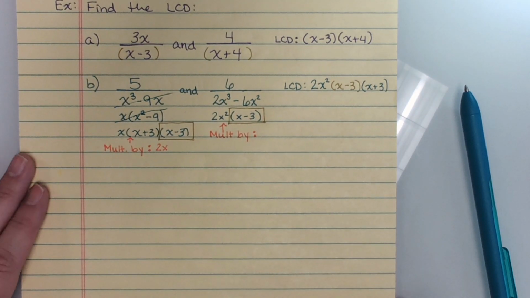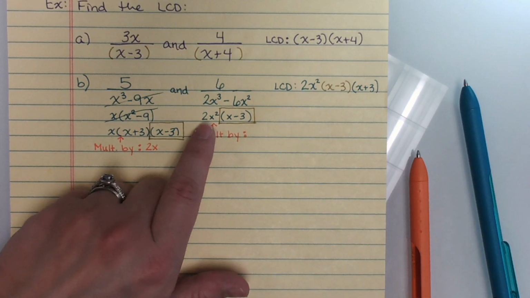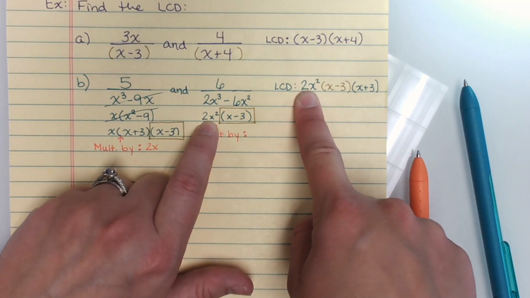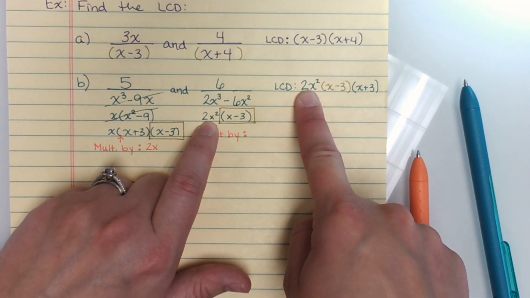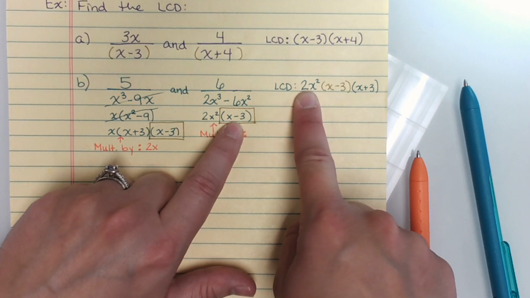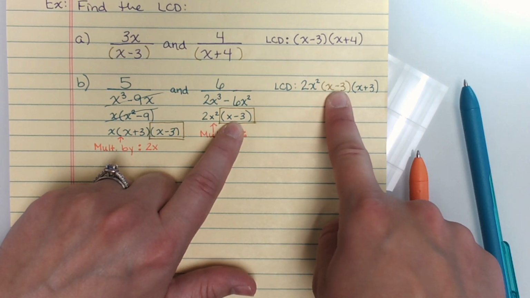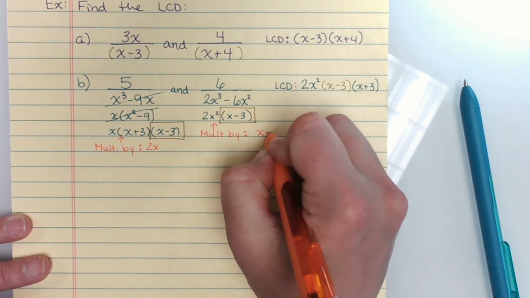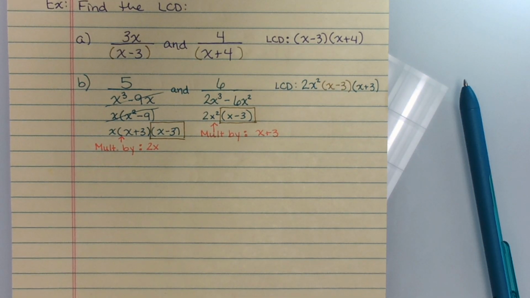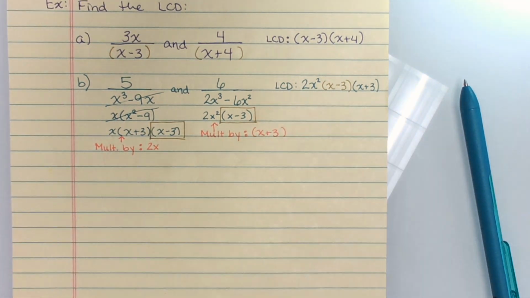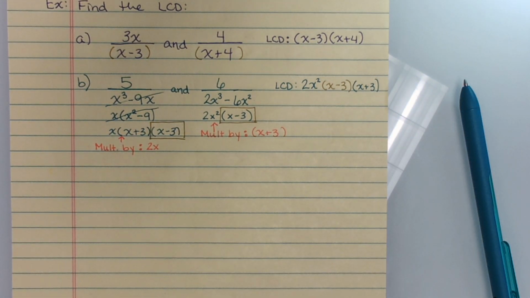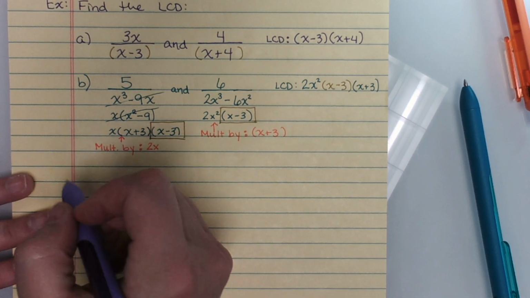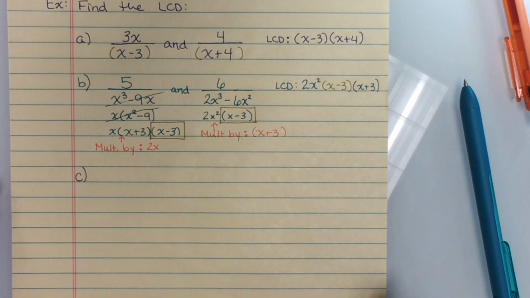Okay. The second fraction. Monomials. I have 2x squared. I want 2x squared. That's good. I have x minus 3. What don't I have? An x plus 3. Technically, in parentheses is what I want. It's going to be an important piece. We're going to do one more LCD and then we're going to get to some actual adding and subtracting.